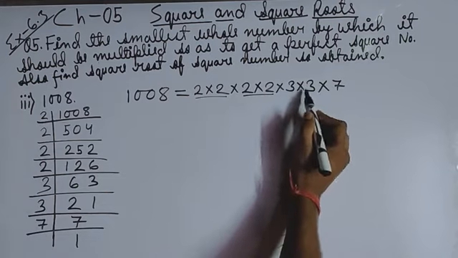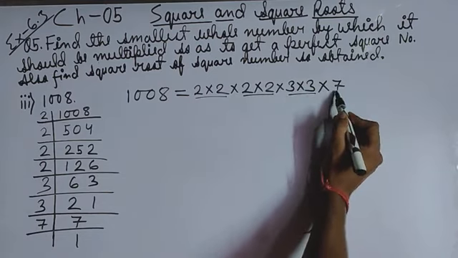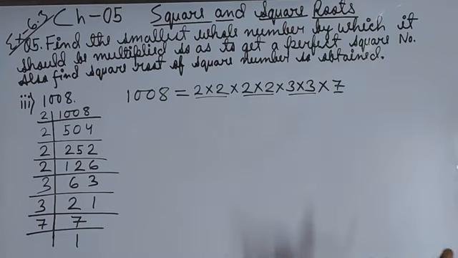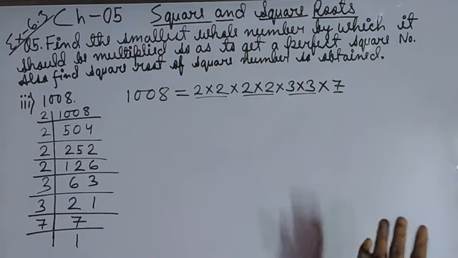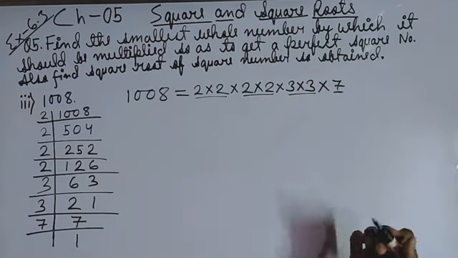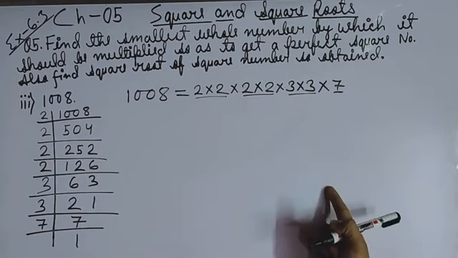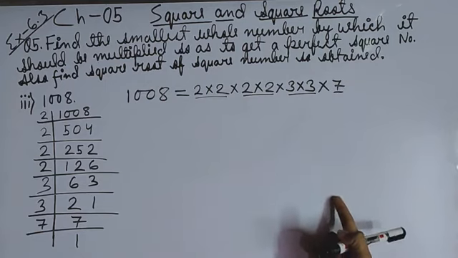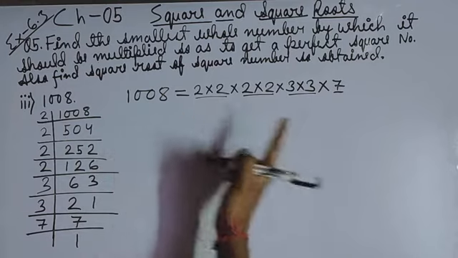Then we have 3 multiplied by 3. One pair of 3 is also there. Then there is 7. Only one 7 is there. It doesn't have its pair. So to make a pair of 7, what will we do? We will multiply 1008 by 7.